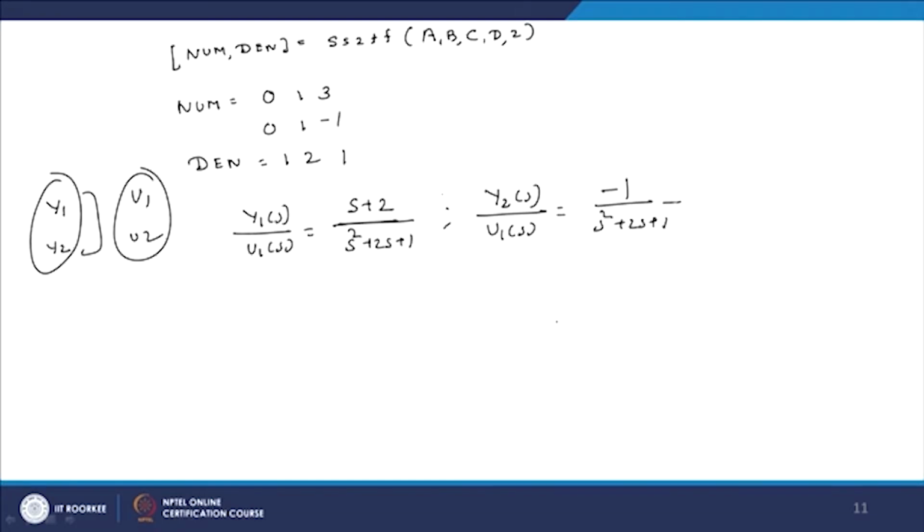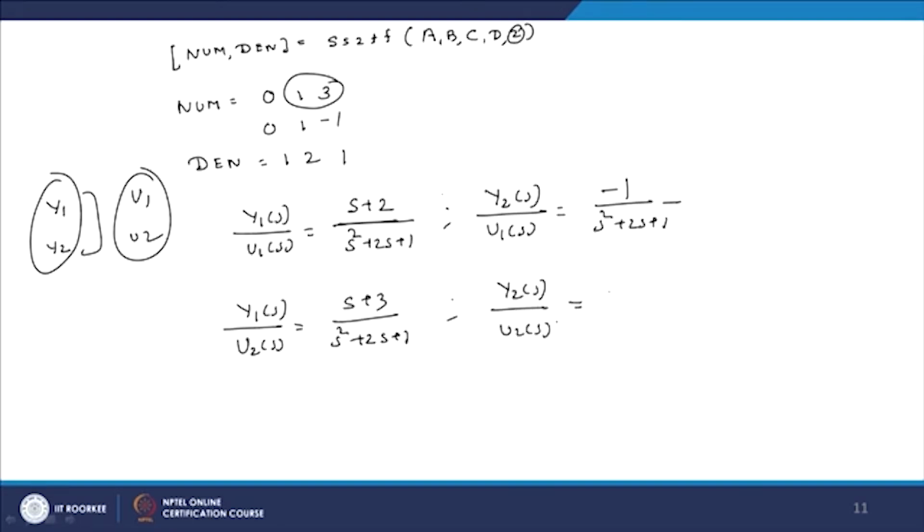Now, coming to this part, here your input is u2. So, output y1 of s, because of input u2 of s, is s plus 3 divided by s square plus 2s plus 1. Similarly, output y2 of s, because of input u2 of s, we can write s minus 1 over s square plus 2s plus 1.